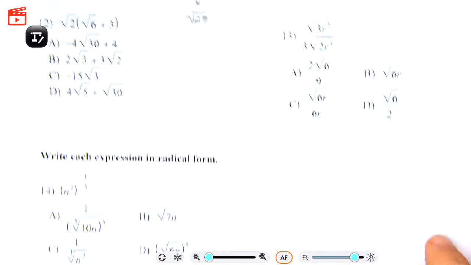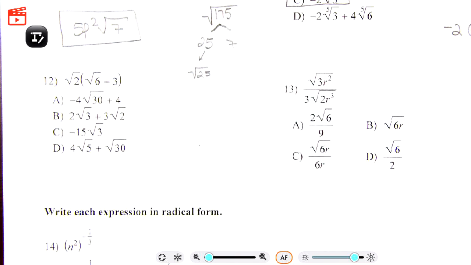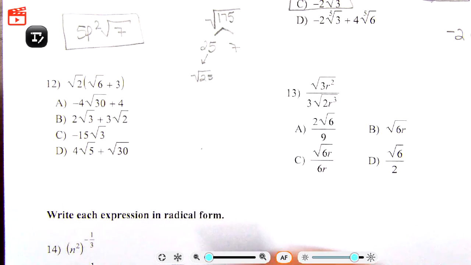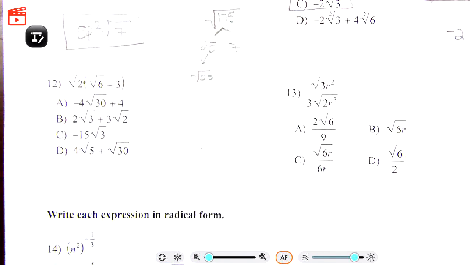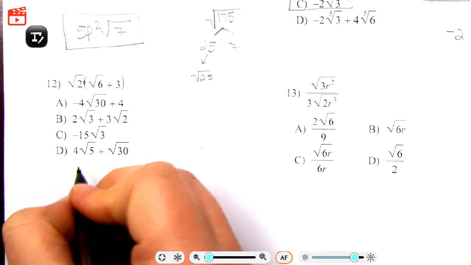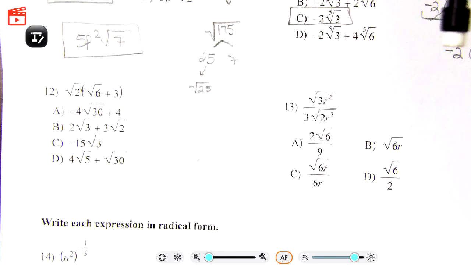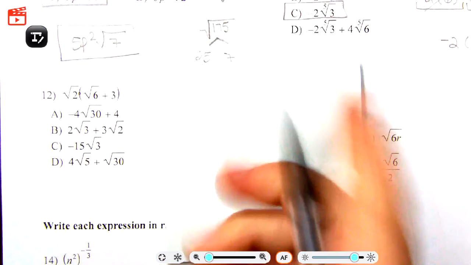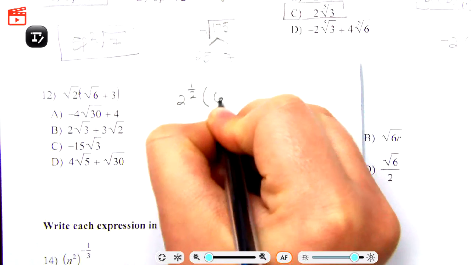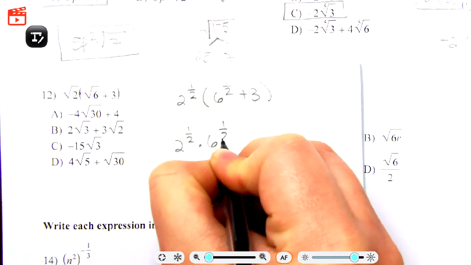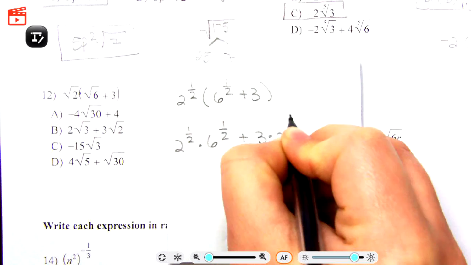All right, number 12. Number 12 is, what is that? Okay, number 12. Let's see here. This is multiplication, and we're probably going to have to distribute that. Again, I'm running out of room, so I'm trying to use some sticky notes here to save some space. Let's distribute that. Let's rewrite it. So I have 2 to the 1/2 times 6 to the 1/2 plus 3 times 2 to the 1/2.